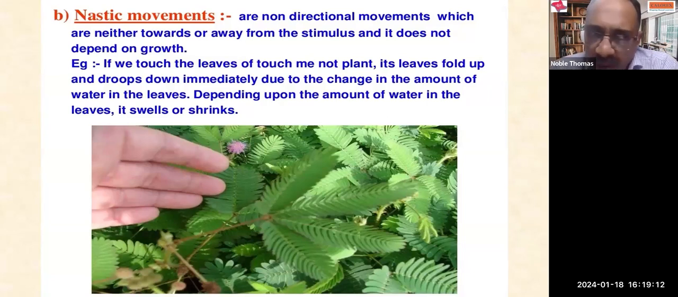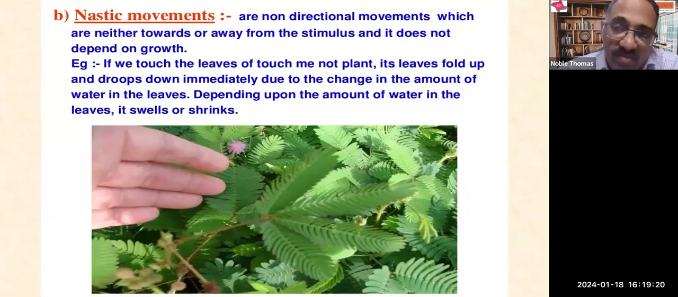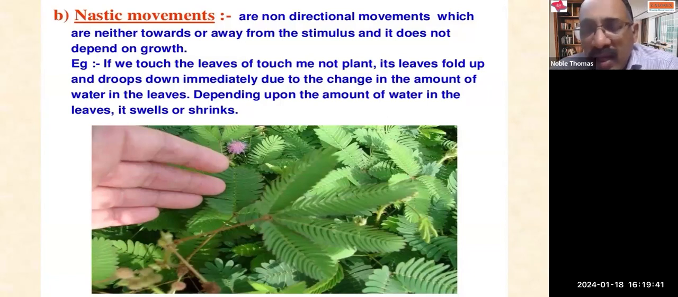Here also light can be one of the factors. For example, the blooming of flowers is photonastism. Why photonastism? Because early in the morning flowers bloom when the sun rises. So they can detect the presence of light, but in which direction the light is coming has no effect on the blooming of the flowers. All the flowers bloom irrespective of in whatever direction they are arranged on the plant. So that is called photonastism.